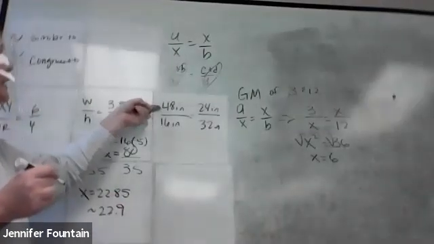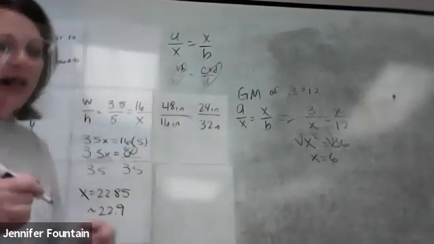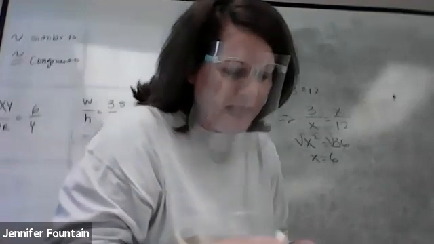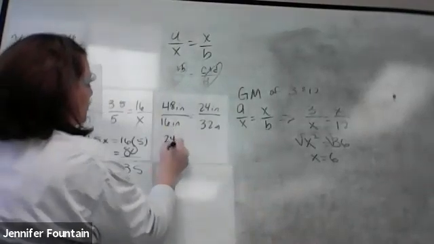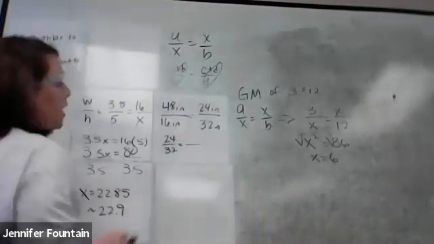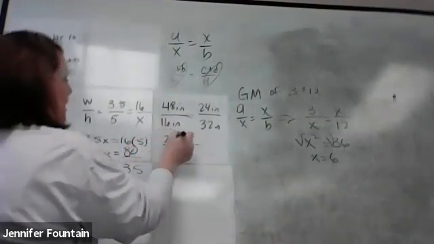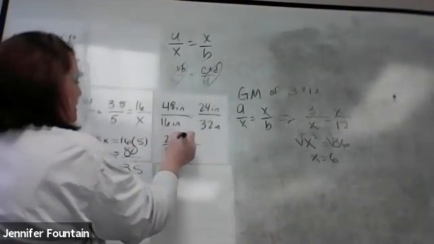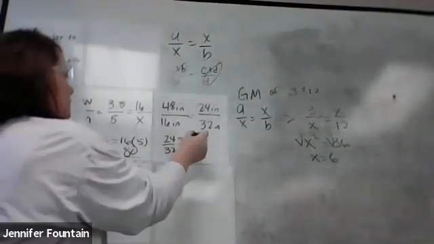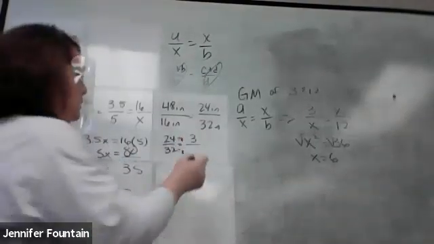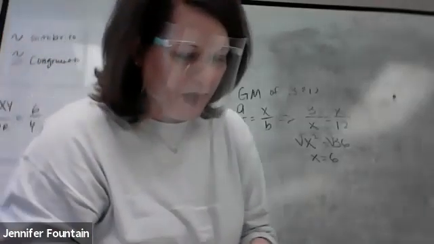Okay, so notice I've said length of patio to length of pool, height of patio to height of pool. And so when I look at that, 24 over 32 reduces to what? What are both 24 and 32 divisible by? 8. What is 24 divided by 8? What's 32 divided by 8? So that ends up with a ratio of 3 to 4.